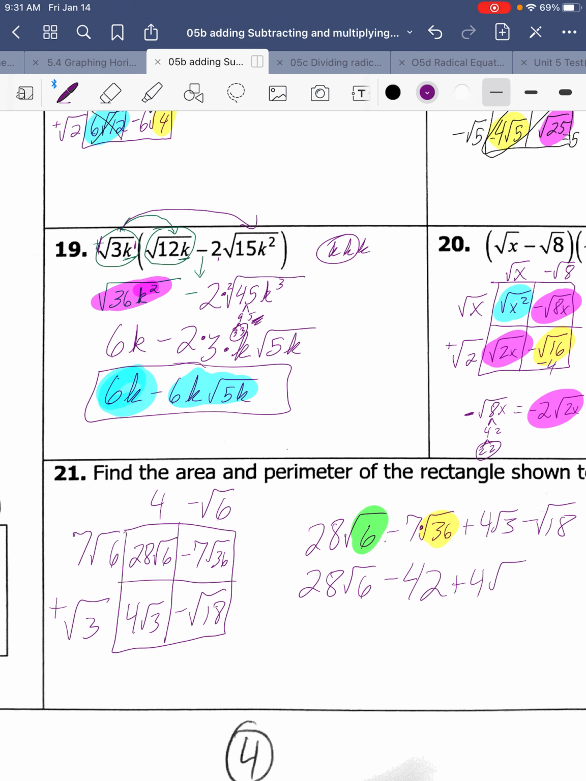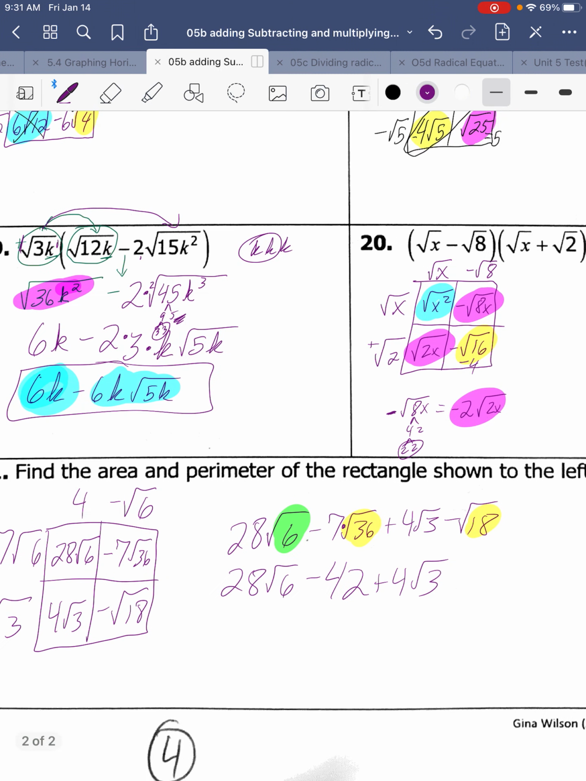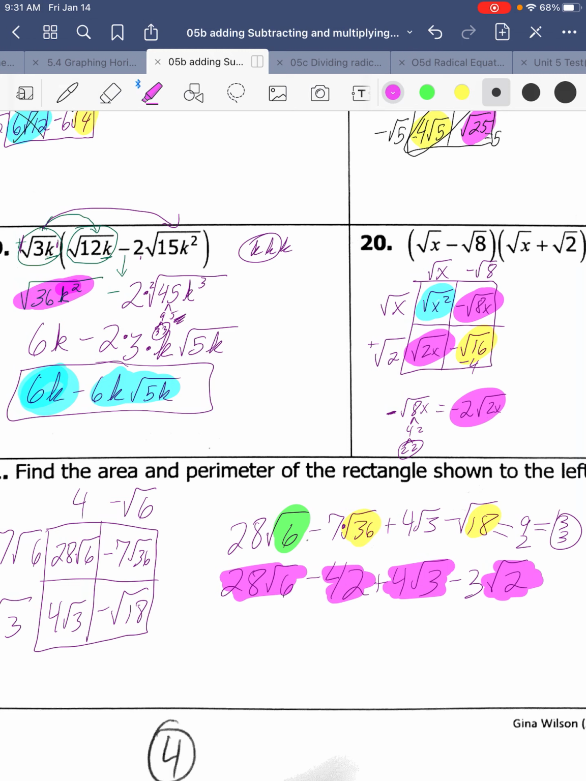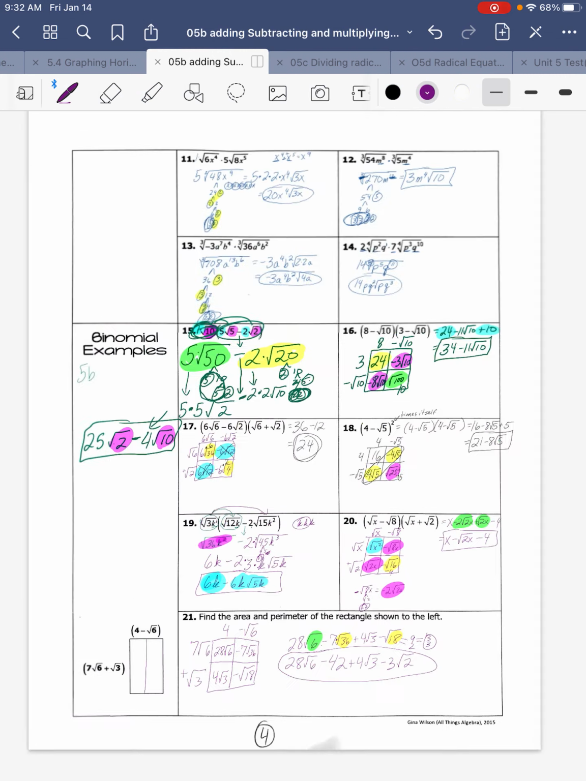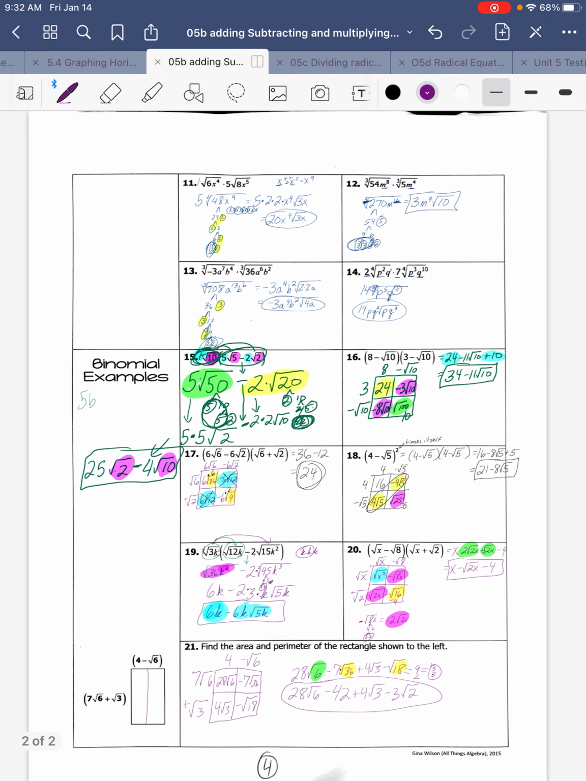Can we simplify the square root of 3? No. Can we simplify the square root of 18? Yes. Let's break that down. We have 9 and 2, 3 and 3. So that becomes a 3 on the outside, square root of 2. And now I'm comparing every single square root, not just a coefficient or a constant: square root of 6, square root of 3, square root of 2. No like terms. Nothing square root wise that's the same, so that is your final answer. Cool. Hopefully this helps you.